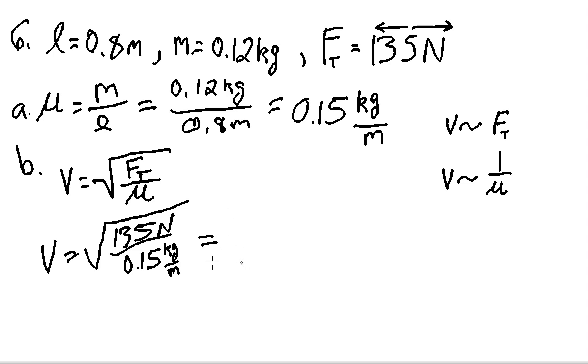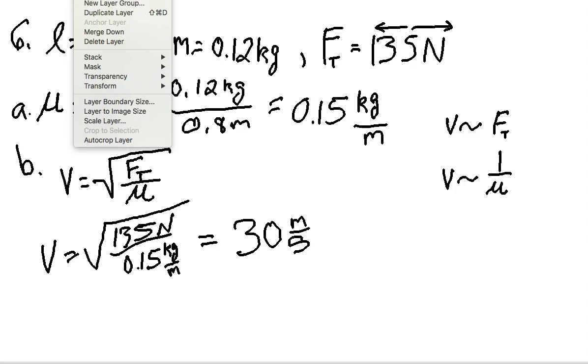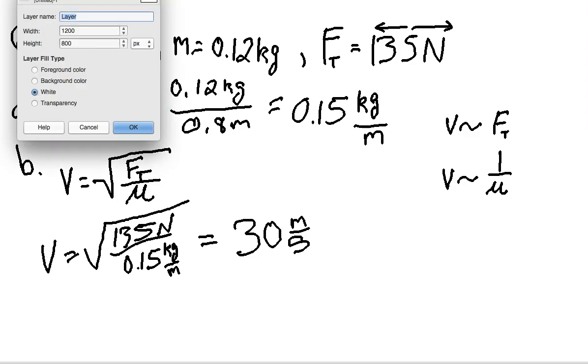So the velocity of this wave comes out to be 30 meters per second. Make sure that before you do this square root, you divide 135 by 0.15 and then take the square root. Otherwise, you're not going to get the correct answer. This is the last thing that you do when you are using your calculator. Okay, that takes care of number 6. Don't forget to do 5 and 7. Now, I'm going to do 7a for you.